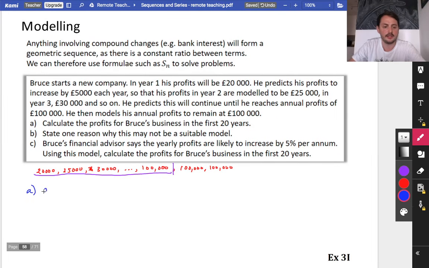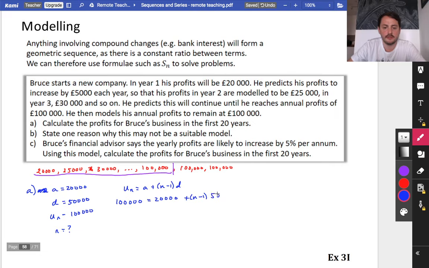So our starting term is 20,000. It's an arithmetic one, actually, even though it says geometric here. I think geometric is going to come up later on. And the common difference each time is 5,000. And we want to find out in what year he first makes 100,000. So we're going to find what n is equal to. Well, we know that u_n equals a plus (n minus 1)d. If you don't remember that, you need to memorize it. So you get 100,000 equals 20,000 plus (n minus 1) times 5,000.